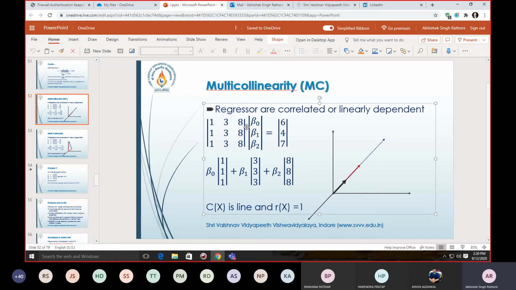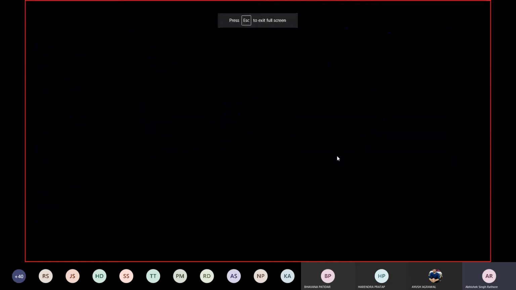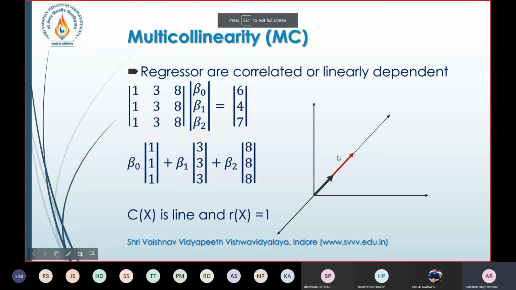So again, what do we have as the column space? The column space is just a line, and the rank of this matrix is just 1, because all these values become 0. So when your number of columns is not equal to the rank of the matrix, it means that you have some multicollinearity. Fine. I suppose you people have studied this.